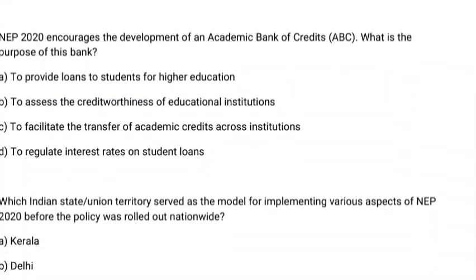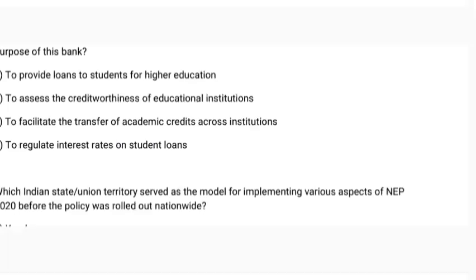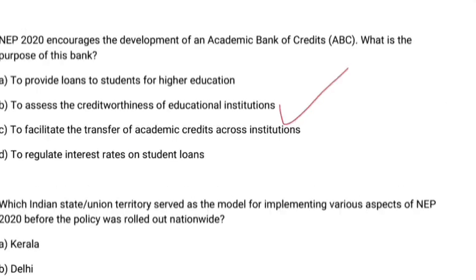NEP 2020 encourages the development of an academic bank of credits, in short called ABC. What is the purpose of this bank? To provide loans to students for higher education, to assess the creditworthiness of educational institutions, to facilitate the transfer of academic credits across institutions, to regulate interest rates on student loans. Okay, it will be to assess the creditworthiness of educational institutions.